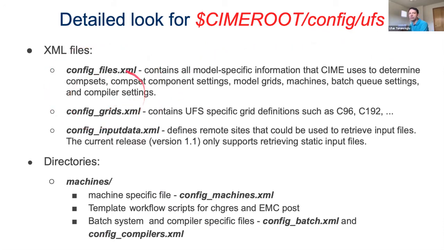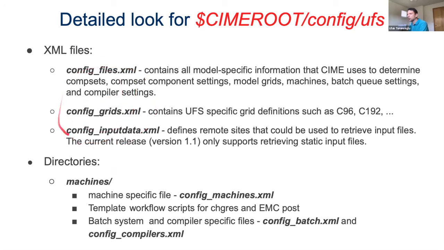So in here we have different XML files. For example, this config_inputdata is basically used to define the external data server to get the input files, at least for the static files. In config_grids, you can define different types of grids, but currently we are only supporting 4 different grids. The config_files basically defines the location of the files that are used by the CIME.